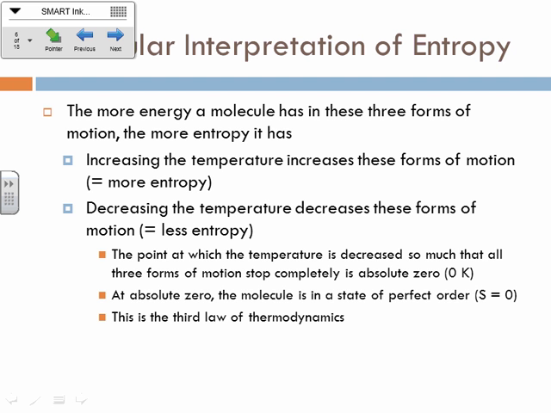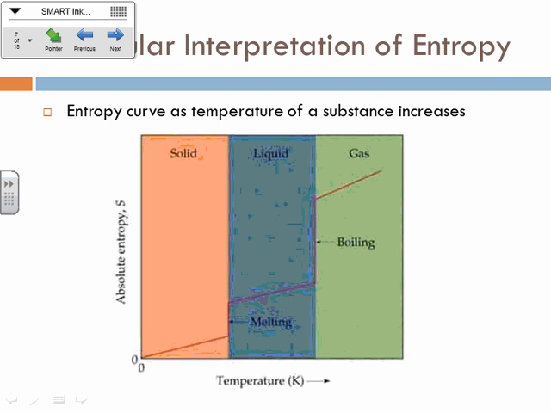So this is actually the third law of thermodynamics. Second law we talked about last time is basically just that the disorder in the universe is increasing over time, okay? And then the third law is that when you have something at absolute zero, that's when its entropy is zero. Okay. All right.